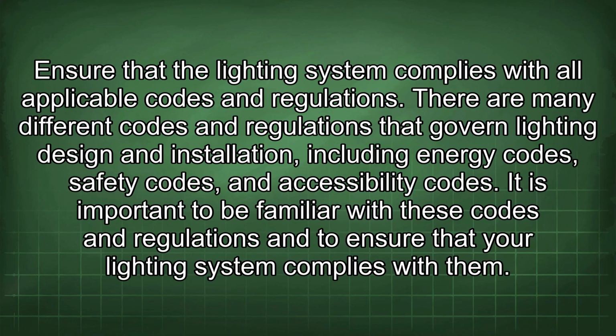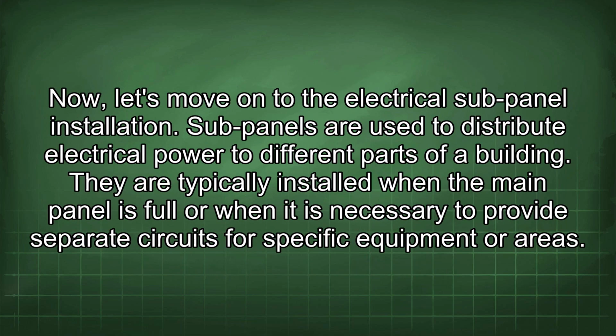Ensure that the lighting system complies with all applicable codes and regulations. There are many different codes and regulations that govern lighting design and installation, including energy codes, safety codes, and accessibility codes. It is important to be familiar with these codes and regulations and to ensure that your lighting system complies with them. Now let's move on to the electrical subpanel installation.